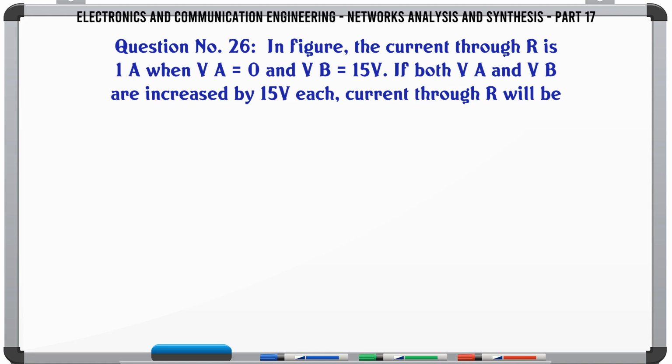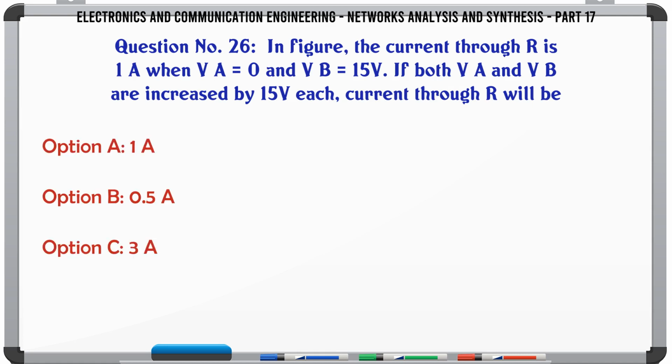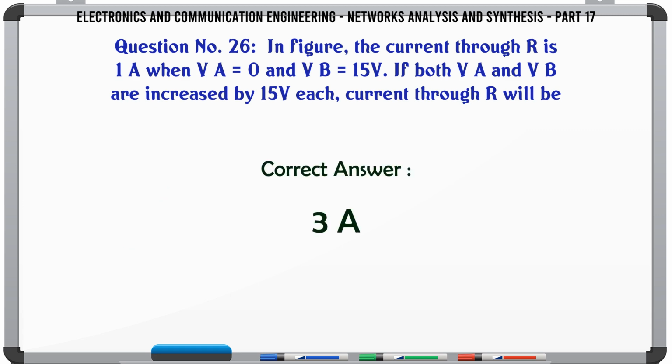In the figure, the current through R is 1 A when VA = 0 and VB = 15 V. If both VA and VB are increased by 15 V, the current through R will be A. 1 A, B. 0.5 A, C. 3 A, D. 0.33 A. The correct answer is 3 A.